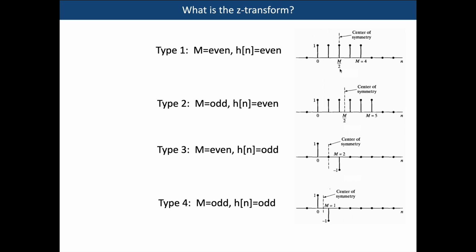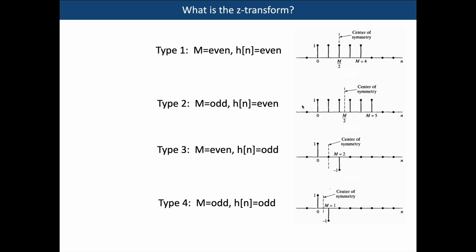And m over 2 will be the group delay. This is going to be a linear phase. We can guarantee the phase will be linear because of the symmetry. And when you take the derivative of the phase, that's going to give you a constant because it's a constant slope for a line. And the slope of that line will be m over 2.